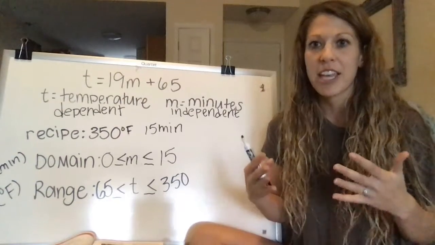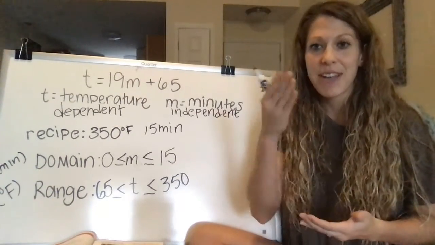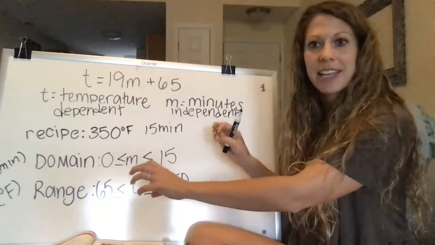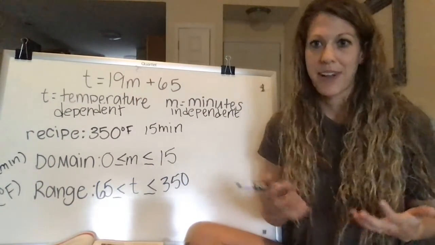I just want to make sure that you know how to find the range if the domain is already given to you, and then how to find your starting and stopping points if you have to find them both.